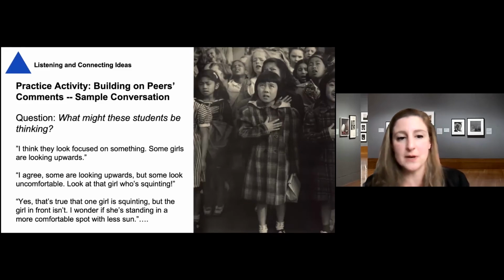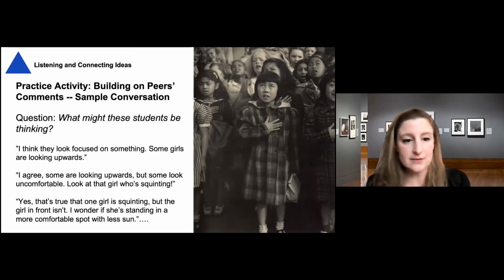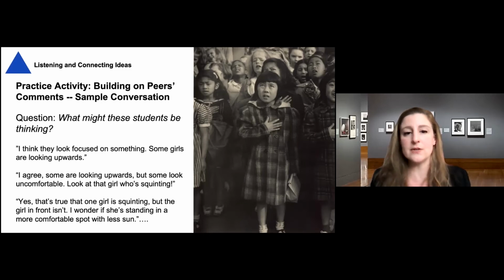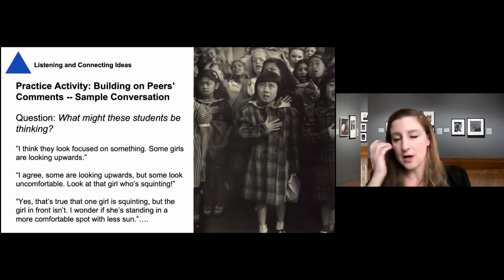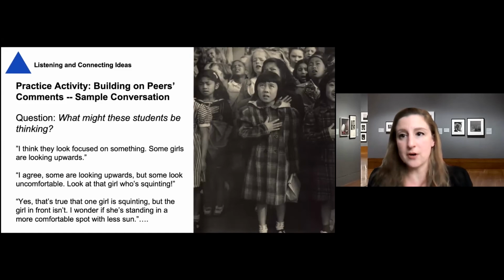And then the next one has to comment on that. So yes, that's true. One girl is squinting, but the girl in front isn't. I wonder if she's standing in a more comfortable spot with less sun. And as you look at these comments, you see that details about the work of art are slowly coming out in this process, as well as an analysis of what's going on.